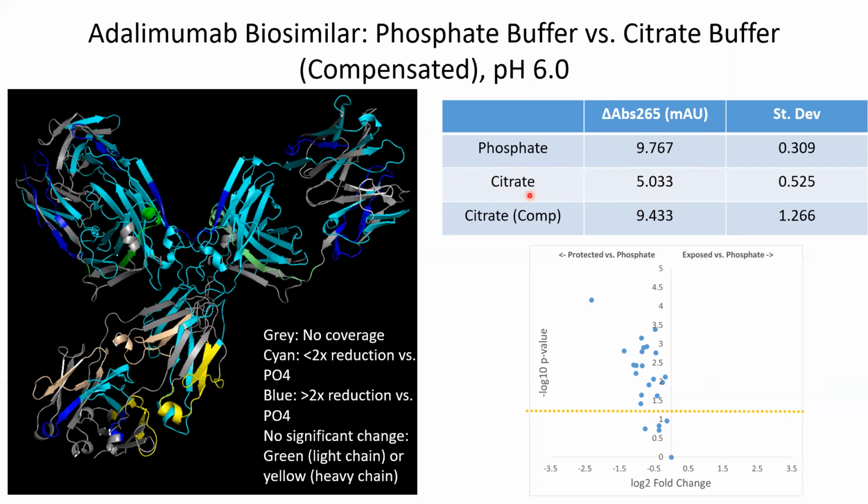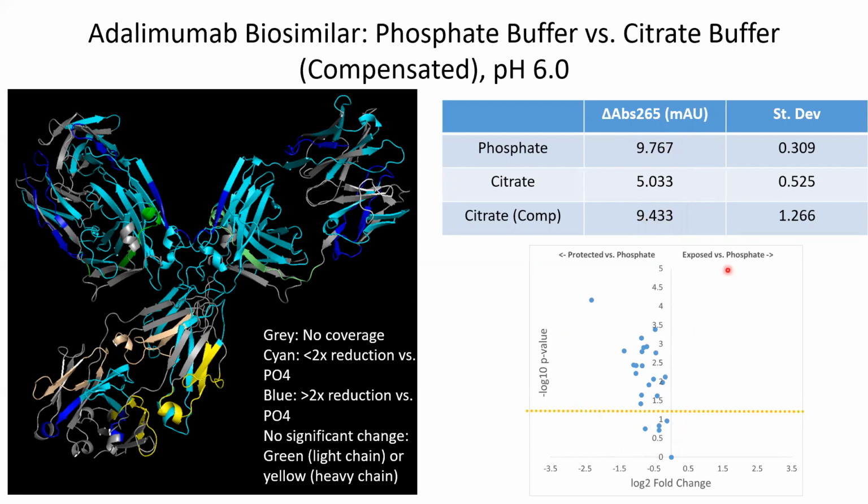So now if we turn up our laser fluence, we make more radical, we can now achieve compensated conditions in the same citrate buffer where our delta absorbance 265 is statistically identical with that of our phosphate buffer. And we can measure our adalimumab response, our footprint.